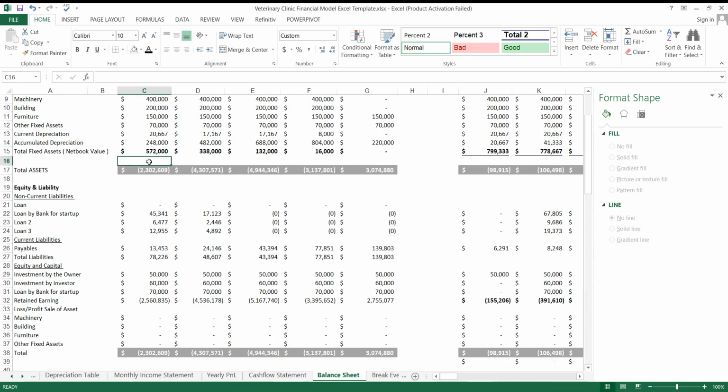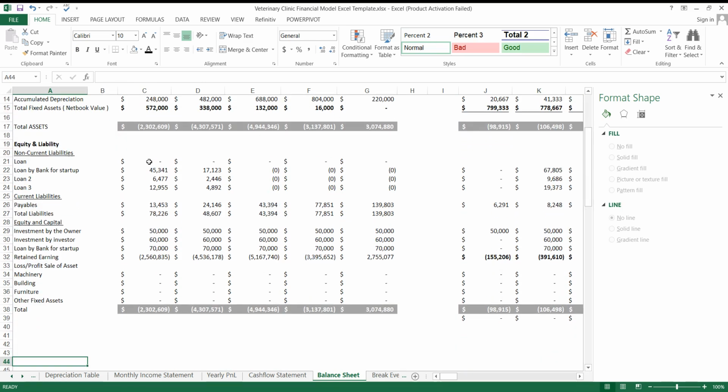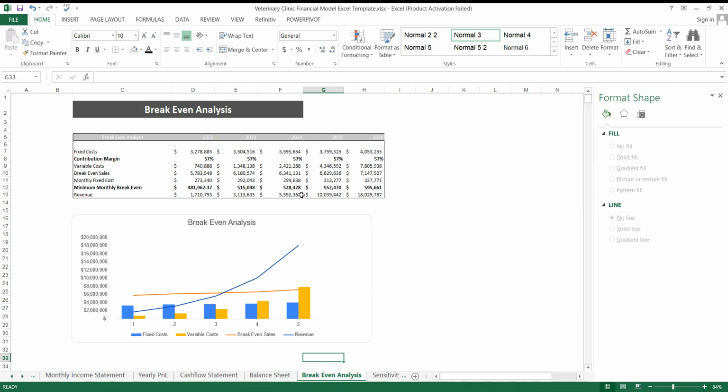The balance sheet gives a detailed explanation of the assets, liabilities, and equity involved in the business. It gives the current and non-current assets, current and non-current liabilities, and all the equity streams. The break-even analysis calculates the break-even sales for the business. For instance, for this particular model, given these assumptions, the break-even point is somewhere around the end of third year.